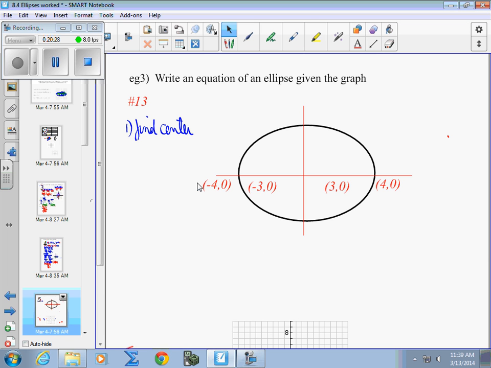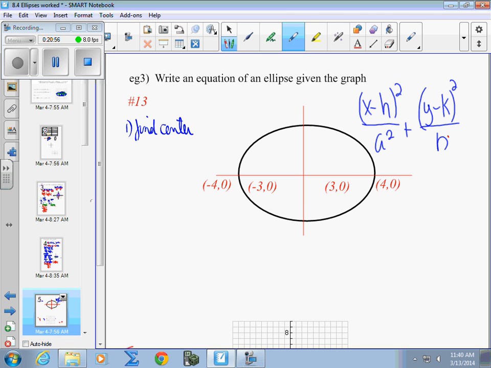In order to write an equation of an ellipse, you need to have the center, and you need to have a and b. So the first thing we'll notice about this problem is we know that it is horizontal because we have a picture and we can look at it. So we are in the form of (x minus h) squared over a squared plus (y minus k) squared over b squared is equal to 1.